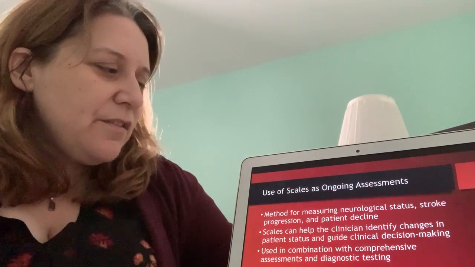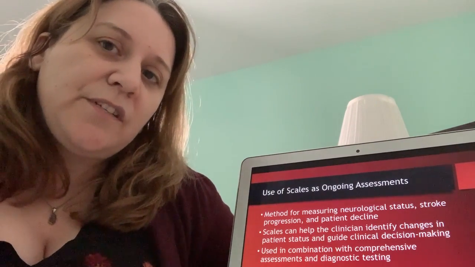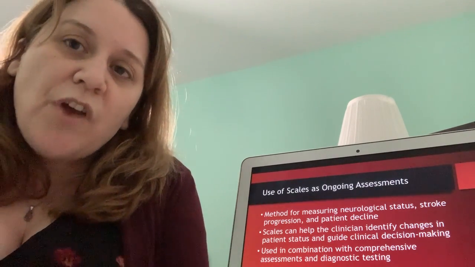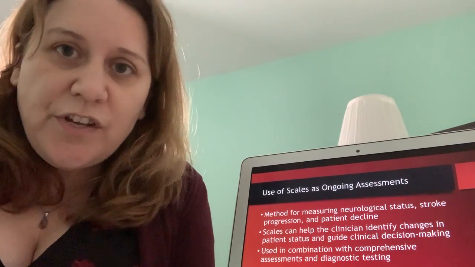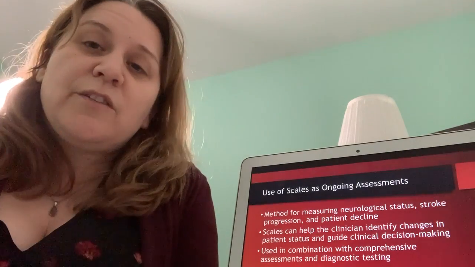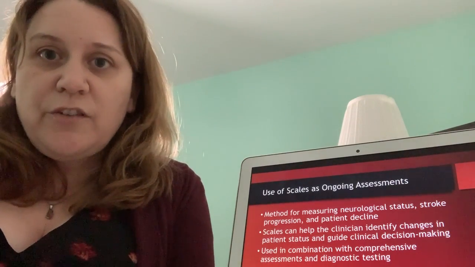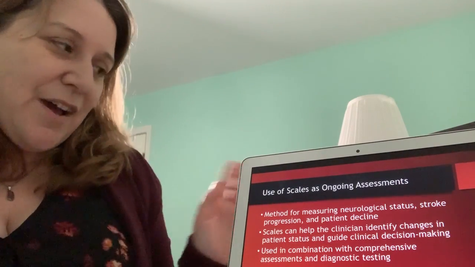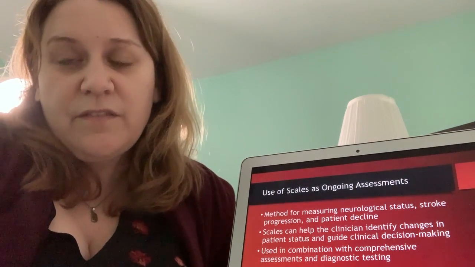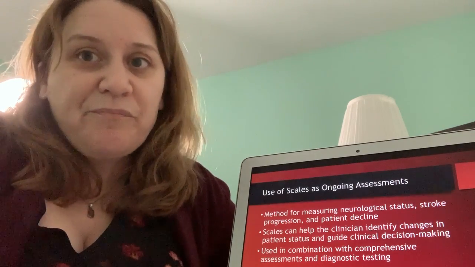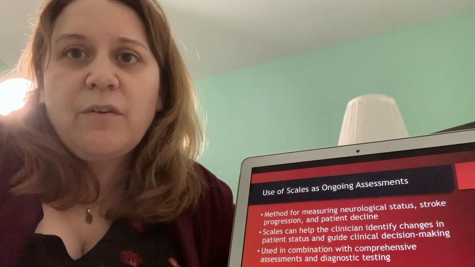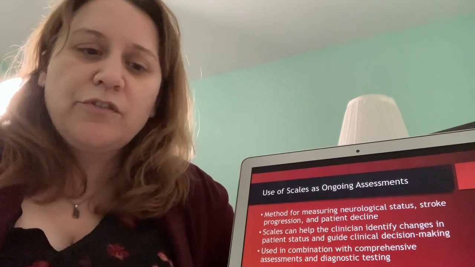And just the use of scales for ongoing assessments. It's a really important method for measuring neuro changes, tracking trends, prognostication. So there's a lot of different scales that you can use that we're going to learn about in this course. For our purposes, the NIH stroke scale is going to be our next venture. But used in combination with comprehensive assessments and diagnostic imaging, that's really a good way to provide the best care for stroke patients.